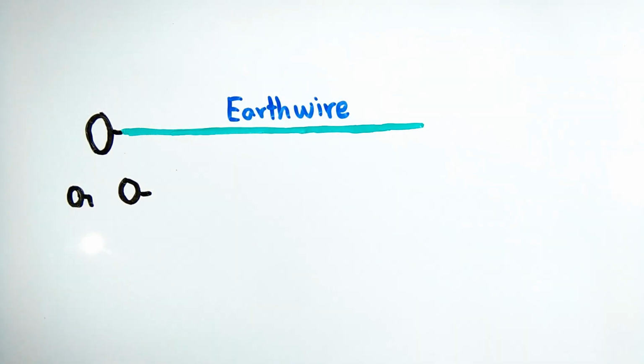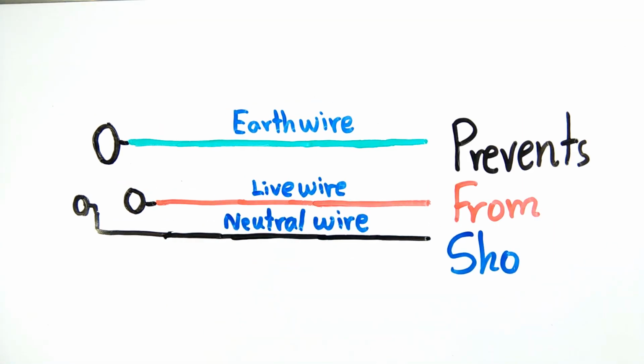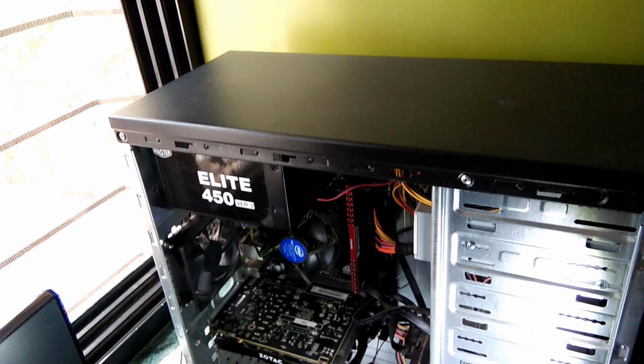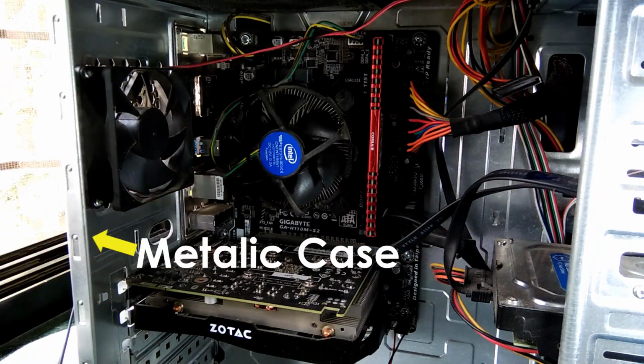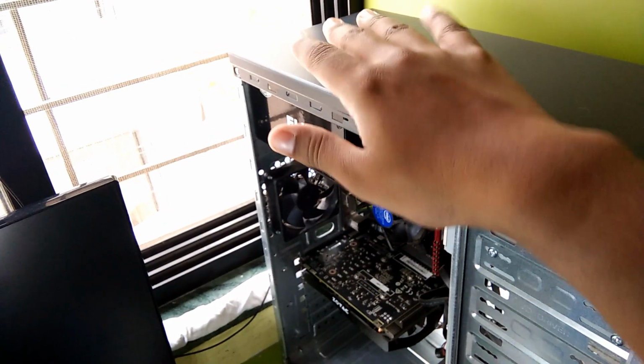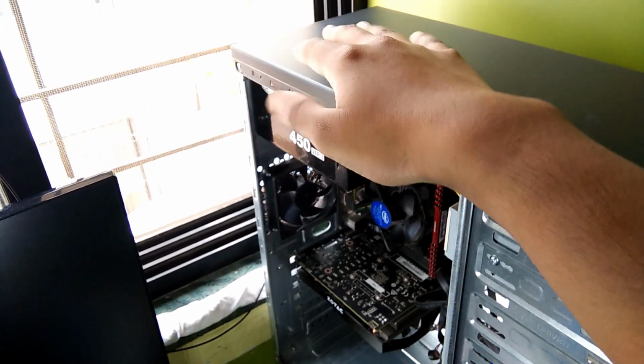Here is what it does and why we call it a ground wire. A ground wire is always with the live and neutral wire. It basically prevents you from getting electric shocks. When there is an exposed wire which is accidentally cut, there are chances that this live wire will conduct electricity to any appliance with a metallic case.